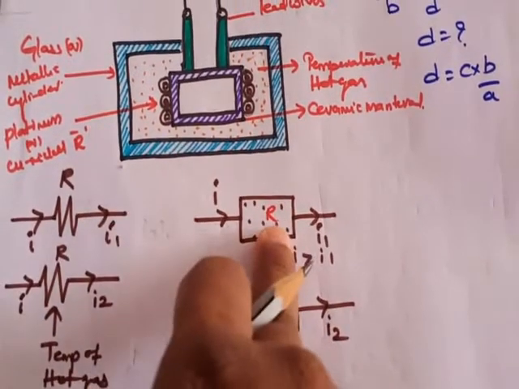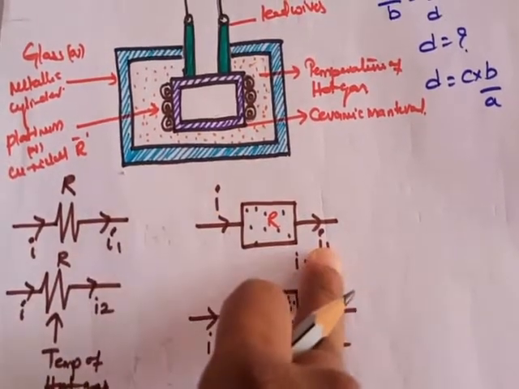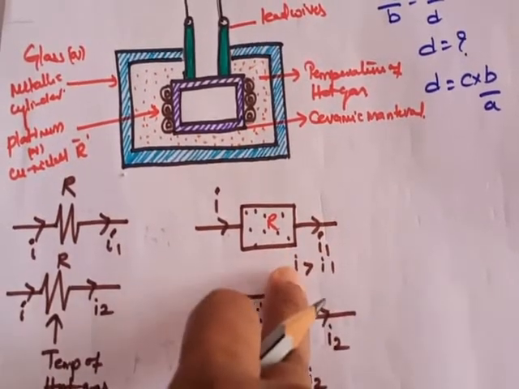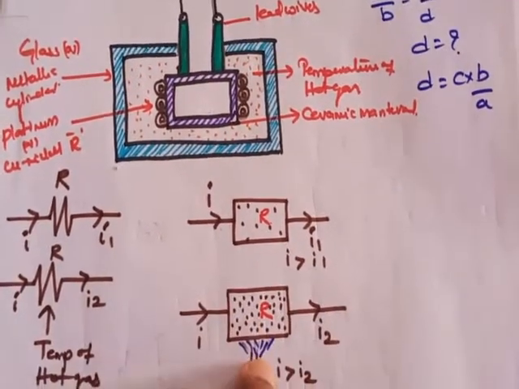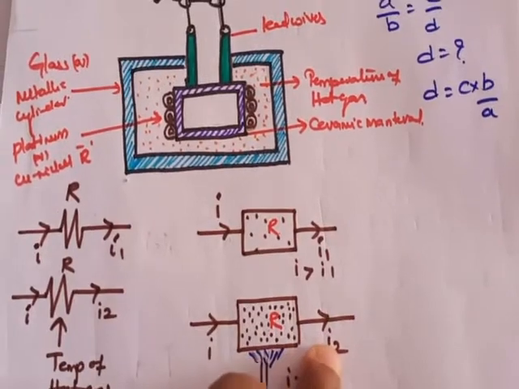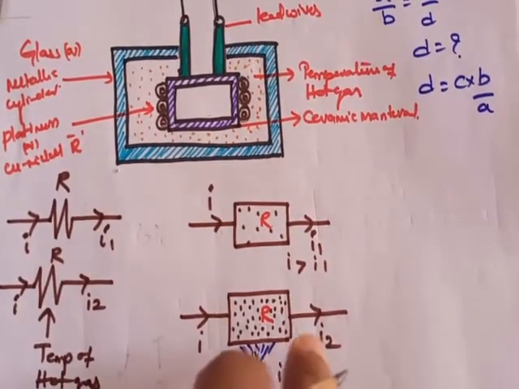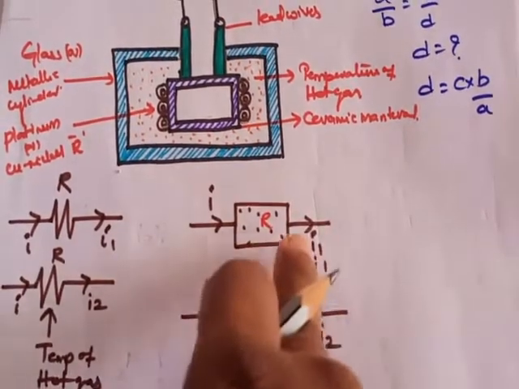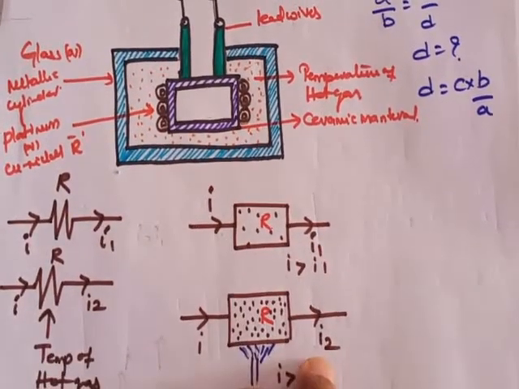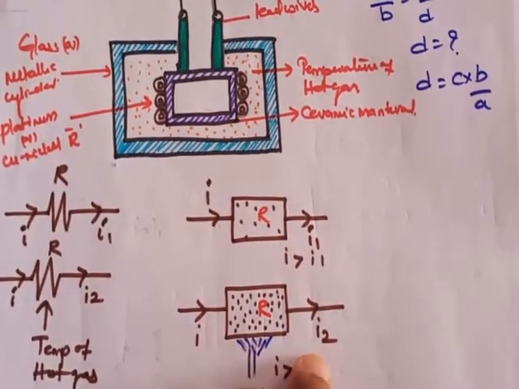So under normal conditions, I is the input current and I1 is the output current, so I is greater than I1. What happens whenever the temperature is increased? The current is reduced further. Initially it is I1; when temperature is increased, it decreases below I1 as well. It is named I2. So I is also always greater than I2.